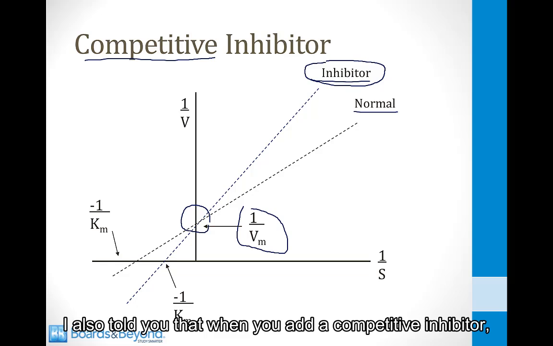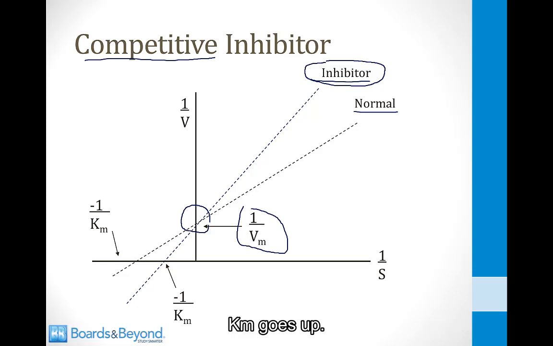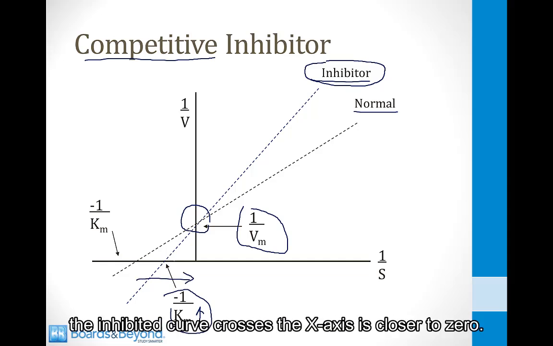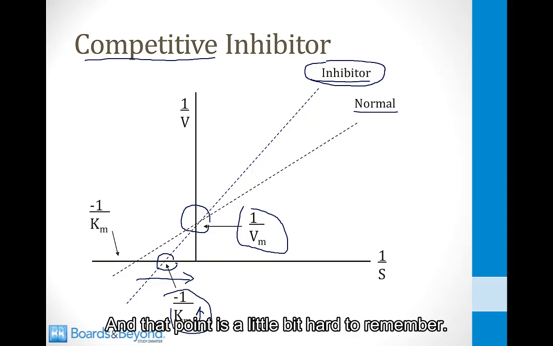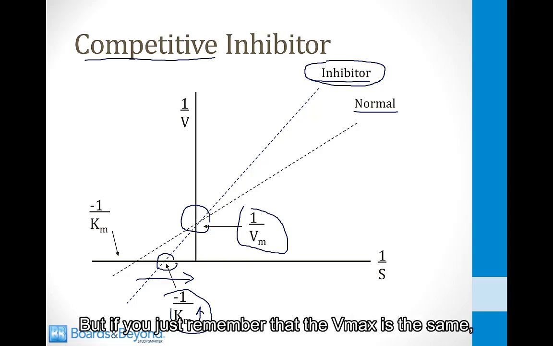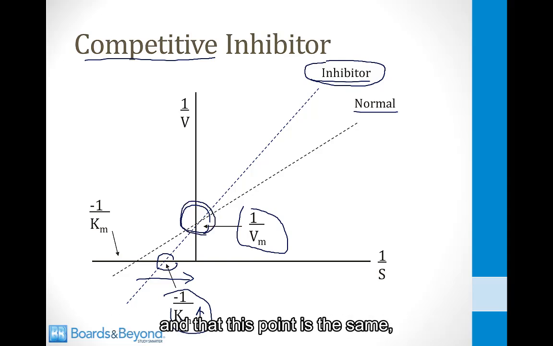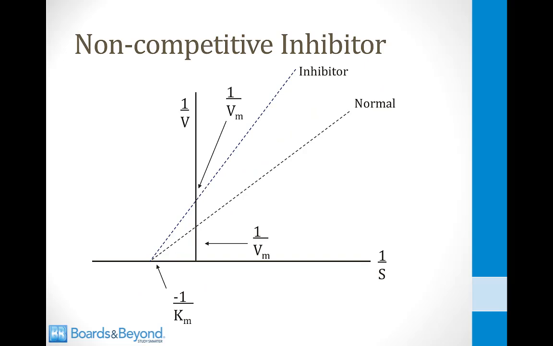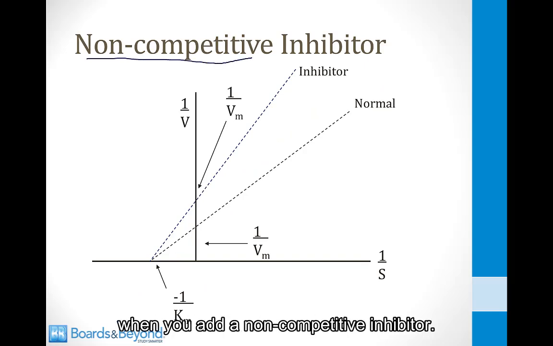I also told you that when you add a competitive inhibitor, Km goes up. Well, when Km goes up, then negative 1 over Km is going to move closer to 0. And this means that the point at which the inhibited curve crosses the x-axis is closer to 0. And that point is a little bit harder to remember, but if you just remember that the Vmax is the same and that this point is the same, you can usually figure this other part out if you think it through.